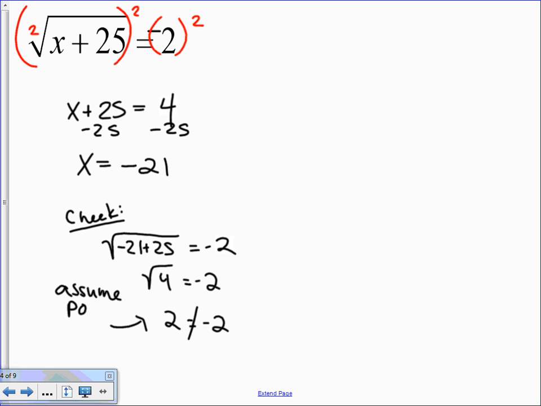And then is 2 equal to negative 2? No. So what kind of solution do I have? No solution, a false solution. We'll cross this out and call it EXT, or false. So there is no solution.